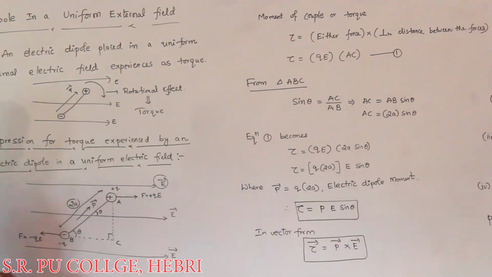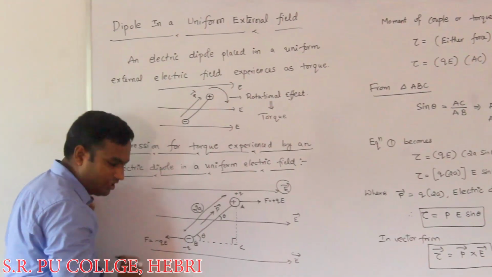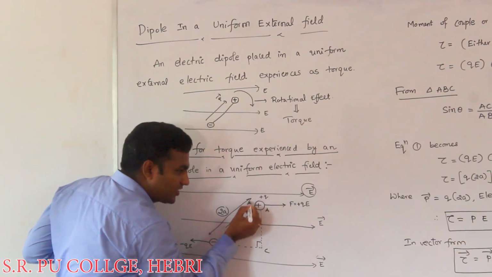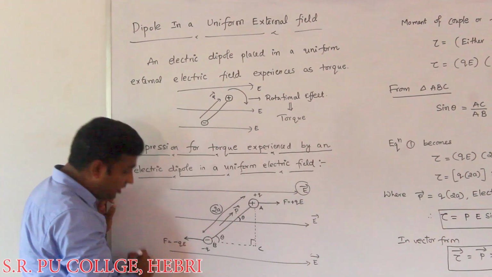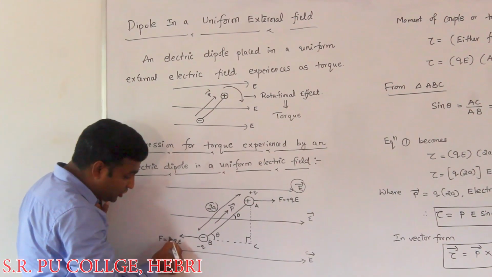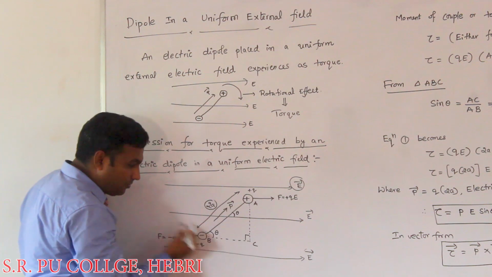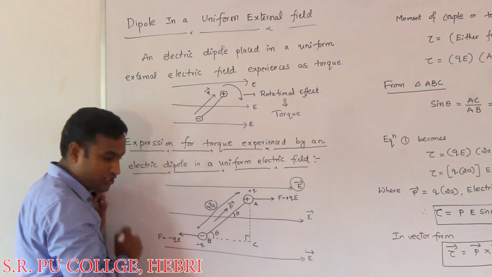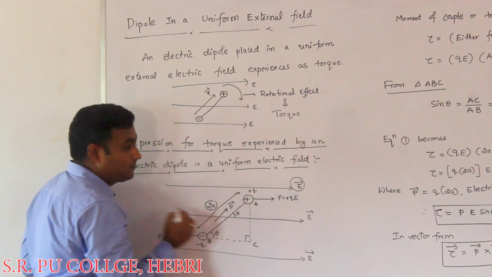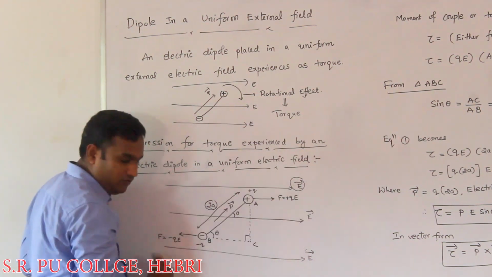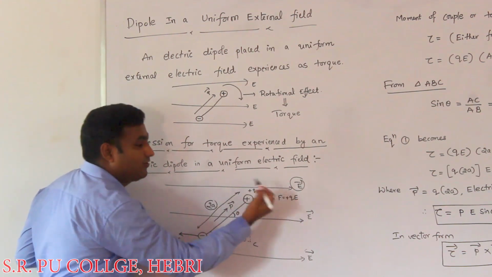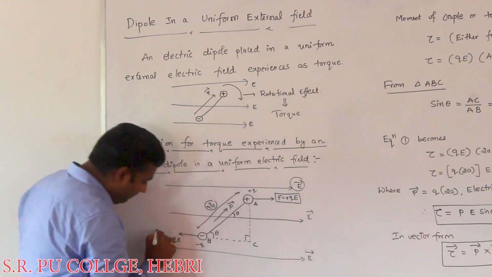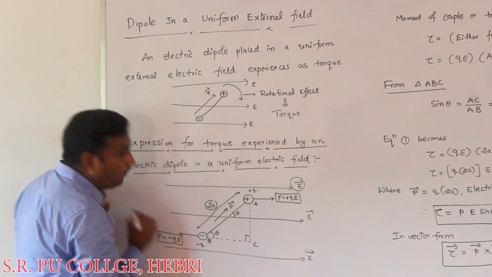In this diagram, two forces are acting. One is F equal to plus QE, the force experienced by the positive charge, and the other is F equal to minus QE, the force experienced by the negative charge. These two forces are equal but act in opposite directions. Any charge placed in an external electric field will experience a force, which we call the electric force. Here both forces are equal but opposite.